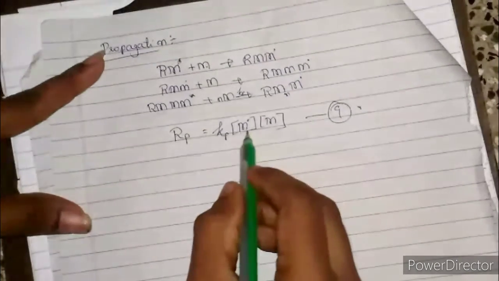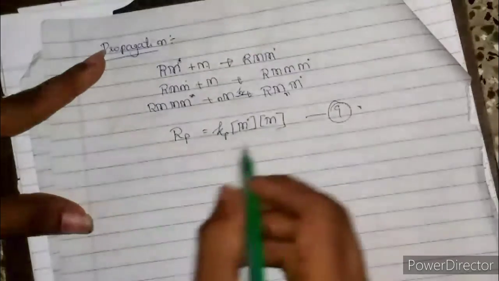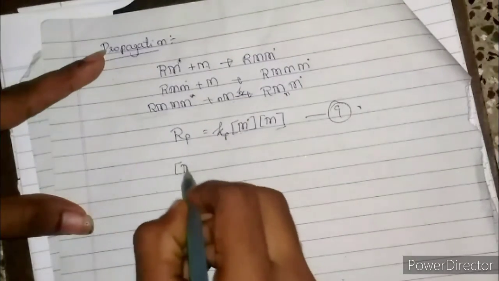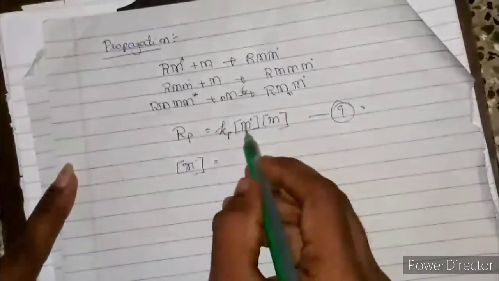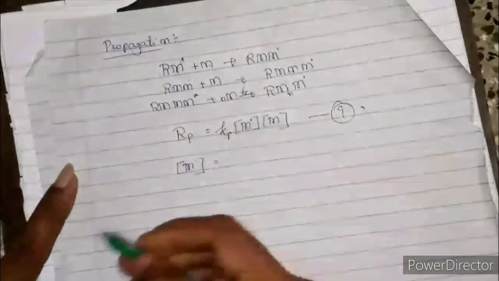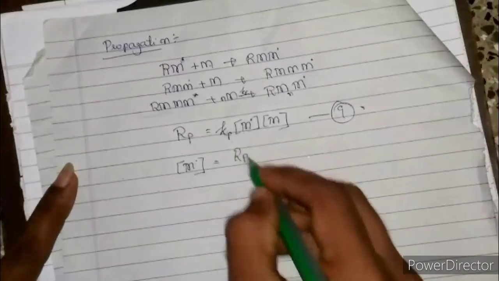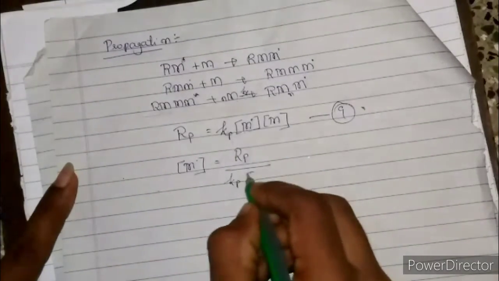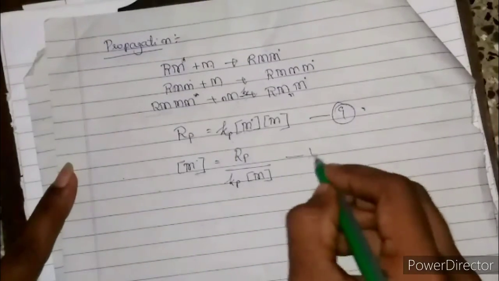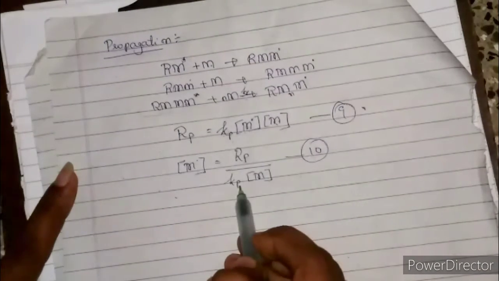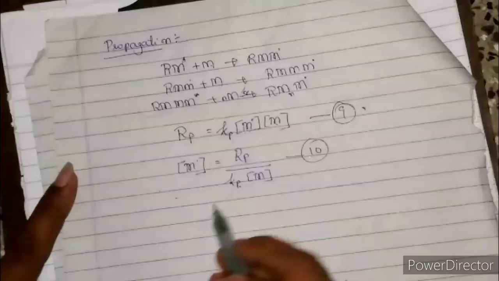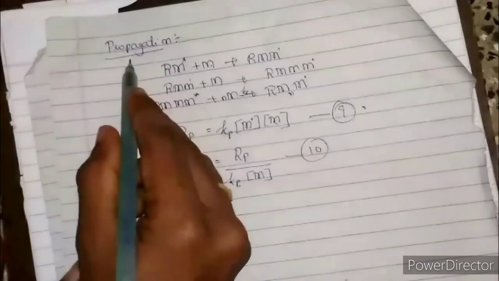Now from equation number 9, you can write the concentration of M free radical. Take these two terms to the denominator. You get Rp divided by Kp into concentration of M. This is our equation number 10. These two terms are carried to the denominator. Now propagation is done.